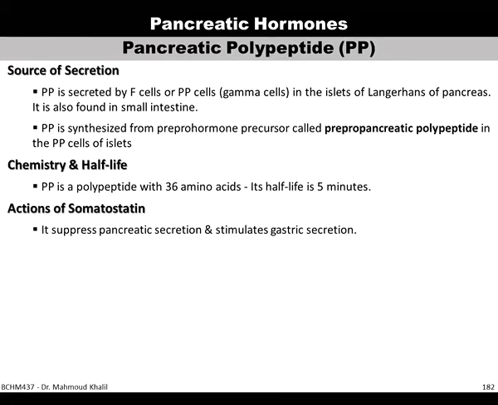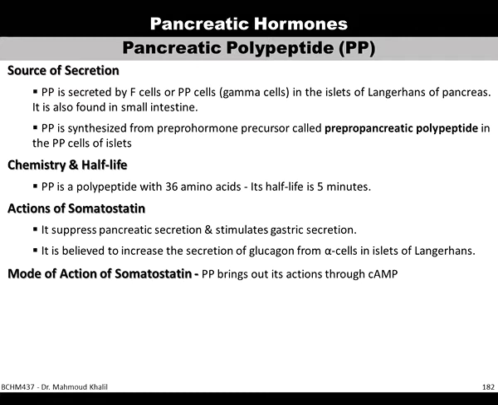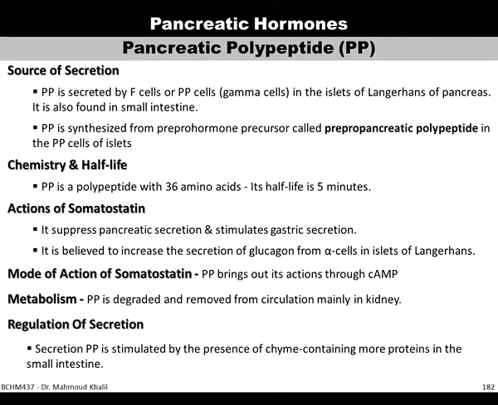PP suppresses the pancreatic secretion and stimulates the gastric secretion. And it is believed to increase the secretion of glucagon from the alpha cells of the islets of Langerhans. It brings about its action through cyclic AMP, and it is degraded and removed mainly from the circulation by the kidneys. Its secretion is stimulated by the presence of chyme, as we said, chyme containing more and more proteins in the small intestine.